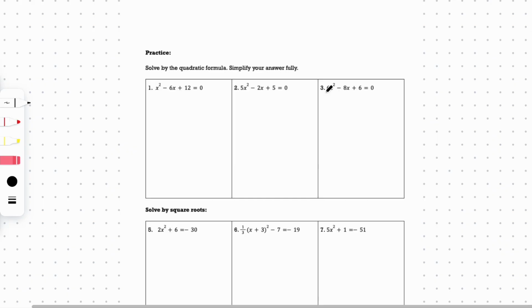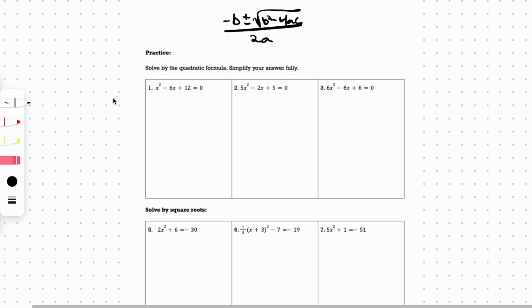It's always going to work 100% of the time. And so remember, our quadratic formula is negative b plus or minus the square root of b squared minus 4ac over 2a. So we're just going to plug in our values for a, b, and c into this formula to find our solutions. And remember, our value for a is our coefficient for our x squared term. Our b is our coefficient for our x term, and our c is our constant we add on the end.